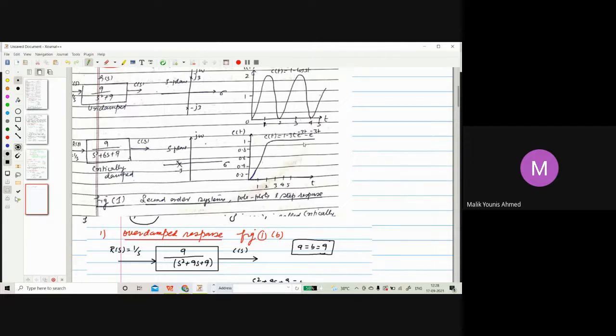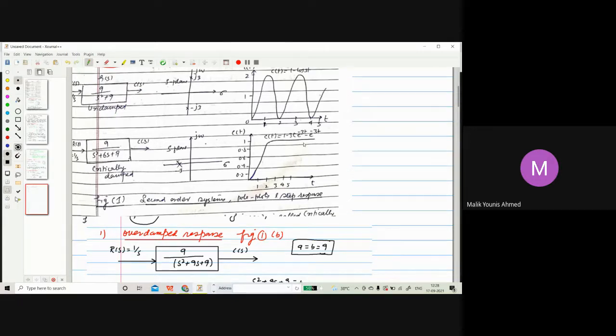Critically damped responses are the fastest responses. Please remember it. They will not have any overshoot, unlike what we have seen in the case of underdamped. The underdamped case has a lot of overshoot and it will have sinusoidal oscillations.